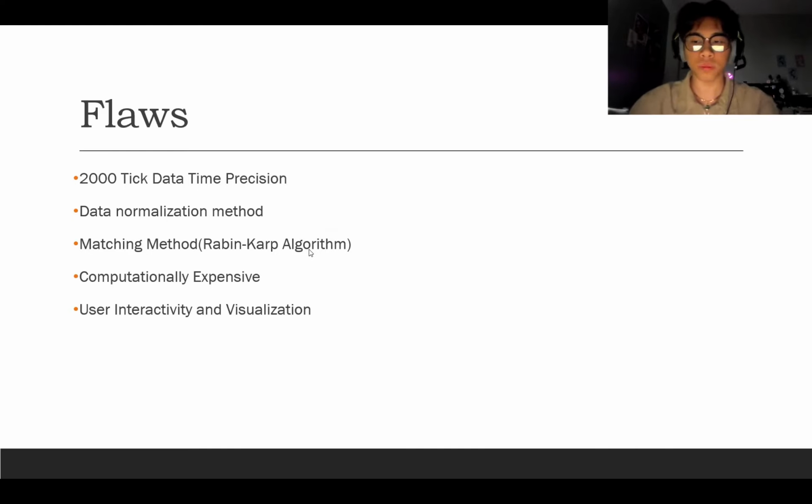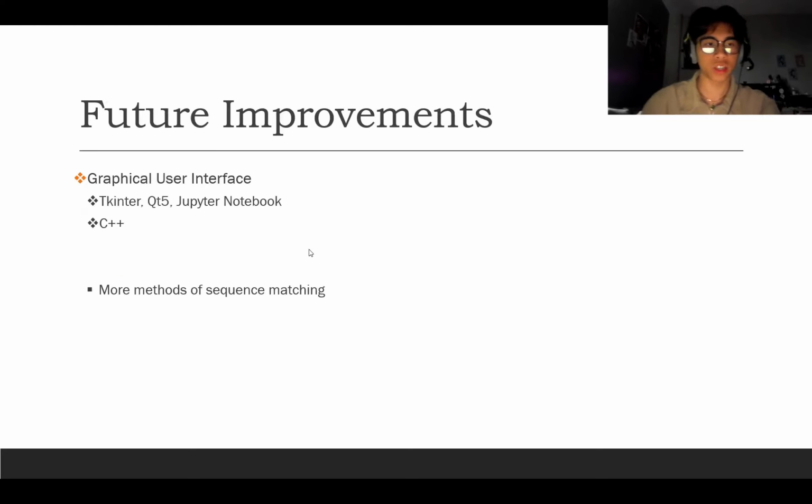It is computationally expensive, especially the Levenshtein. The bigger your data set gets, the slower it takes to output the code. And number five is user interactivity and visualization. That's one of the most immediate improvements that I aim to make in the future. So let's just go to that.